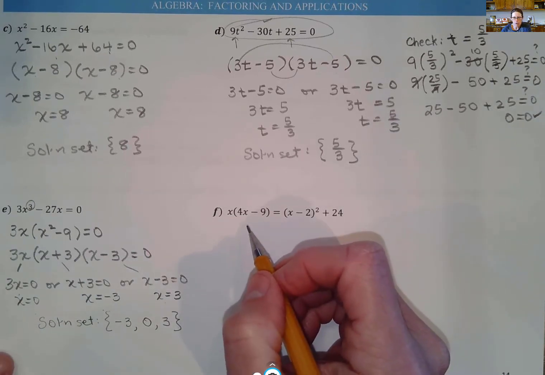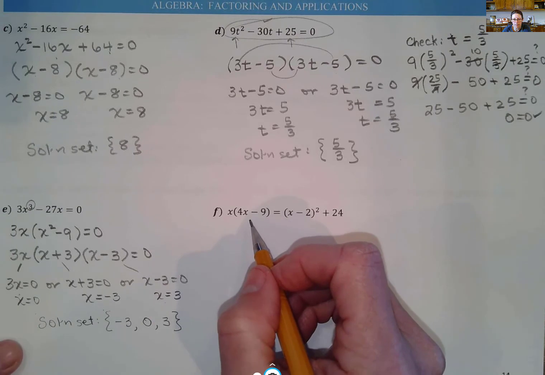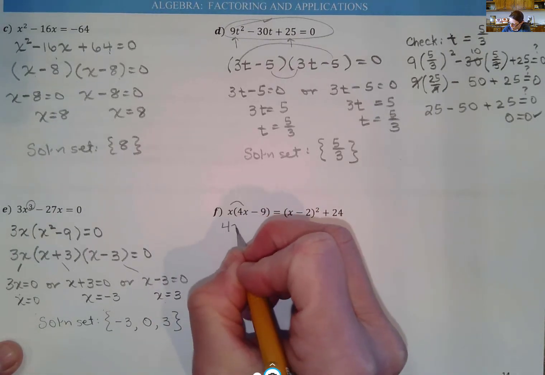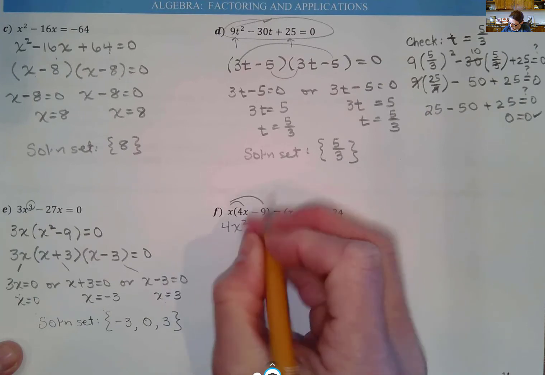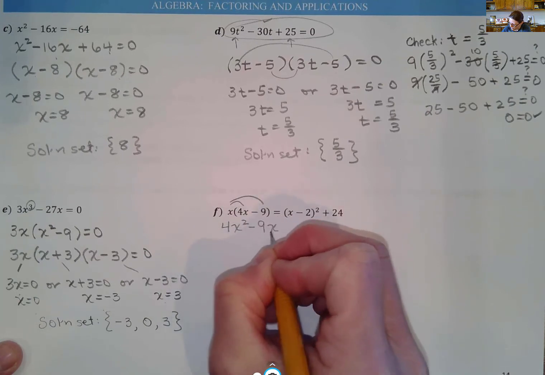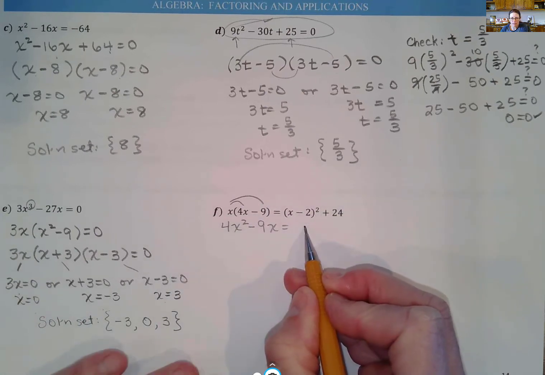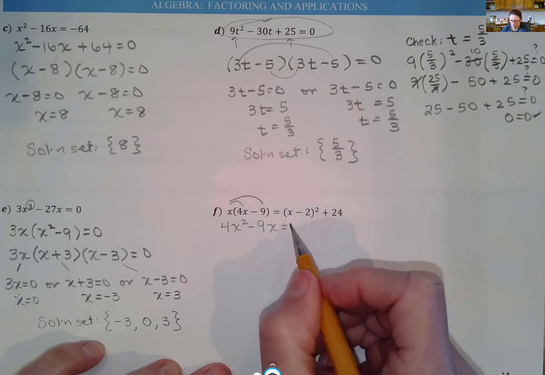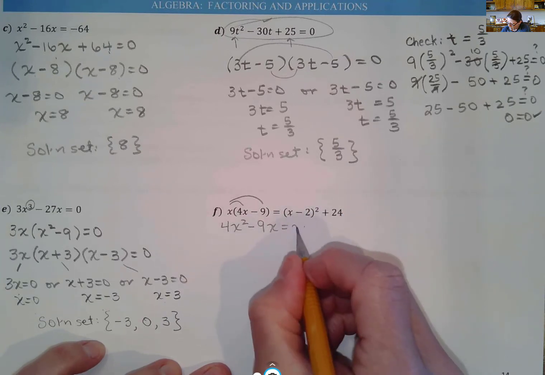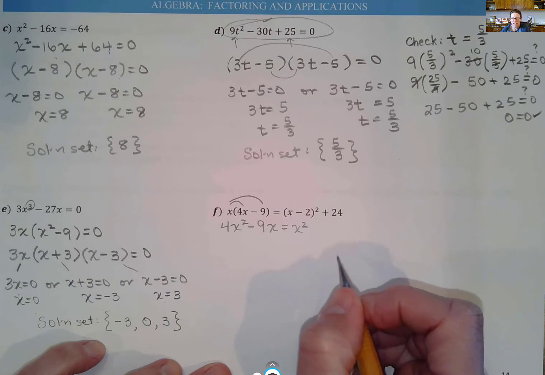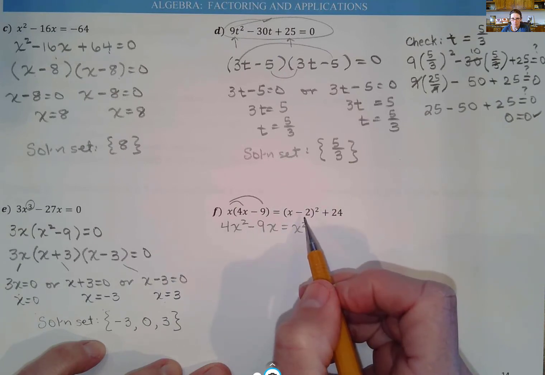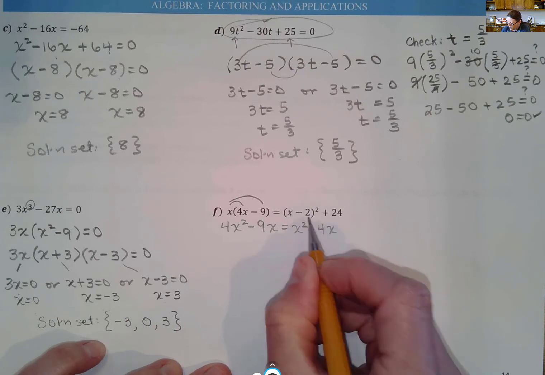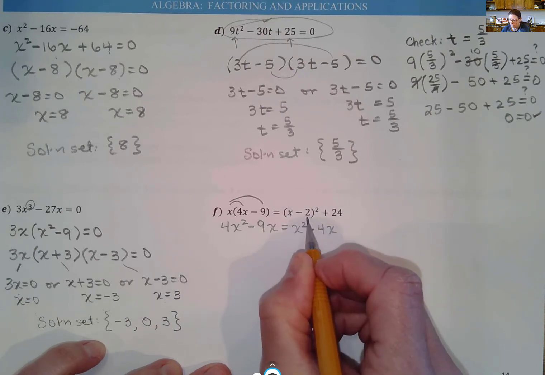Now, our last equation, this is going to need some simplifying first. So let's begin by distributing and write 4x squared minus 9x. And let's multiply x minus 2 times itself. Okay, so here we go. X times x is x squared. Our inner and outer products will both be minus 2x. They combine to minus 4x. And lastly, -2 times -2 is positive 4.